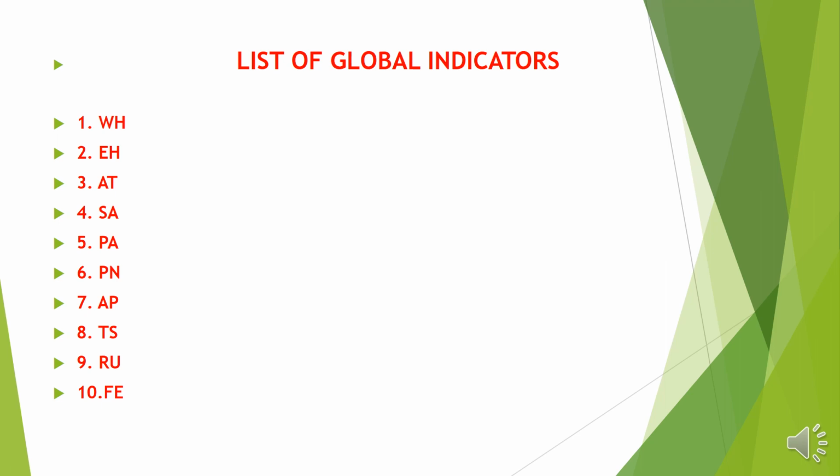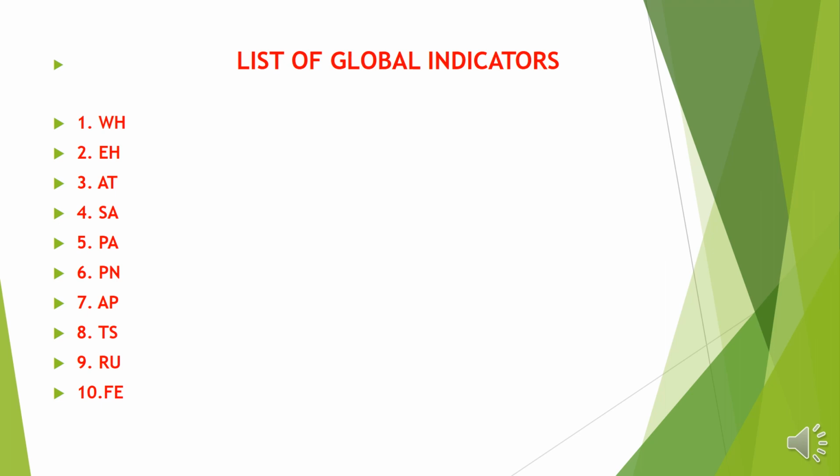Number 1, WH, Western Hemisphere. 2, EH, Eastern Hemisphere. 3, AT, Atlantic. 4, SA, South Atlantic. 5, PA, Pacific. 6, PN, Pacific North or North Pacific. 7, AP, Atlantic Pacific. 8, TS, Trans-Siberian. 9, RU, Russia or Russian Federation. And 10 is Far East.